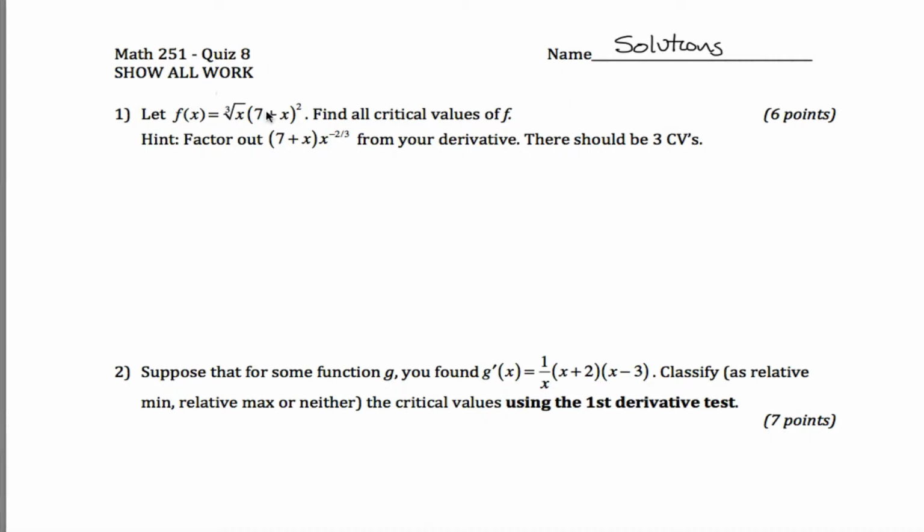Solutions for Quiz 8 for Math 251. All throughout this quiz, we'll be dealing with critical values, either finding them or classifying them. So in this first one, you're given a function and asked to find its critical values.